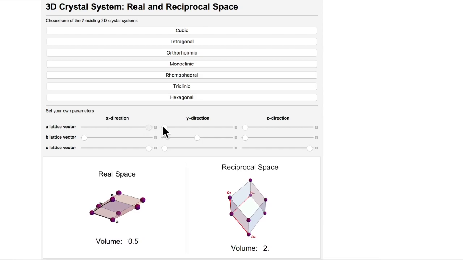Hopefully, this information helps you to visualize reciprocal space. Thank you.